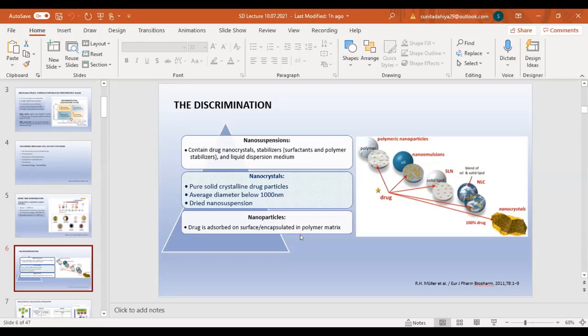So nanosuspensions contain the drug nanocrystals and stabilizers. And these stabilizers can be either surfactant or polymer or a combination of both surfactants and polymers, along with a liquid dispersion medium. So basically the nanosuspensions are liquid, that means an aqueous dispersion medium in which the particles falling in the colloidal range are dispersed. Whereas in case of nanocrystals, when we dry the nanosuspensions, we get the dried solidified product, which is known as nanocrystal. Right? So as such, there is no difference between nanosuspension and nanocrystal.